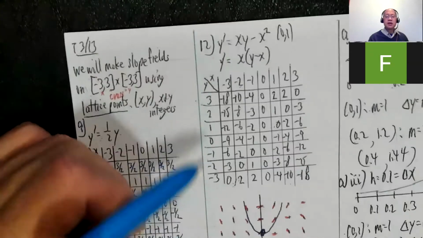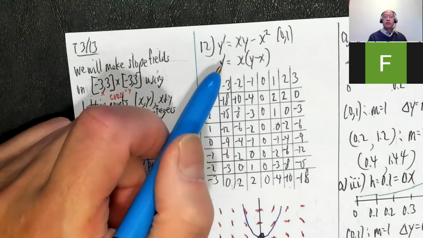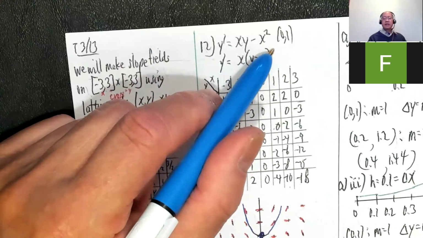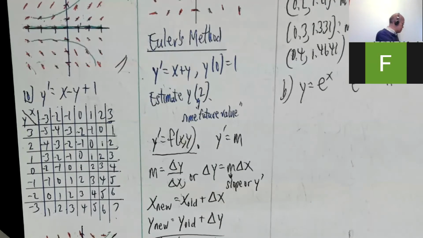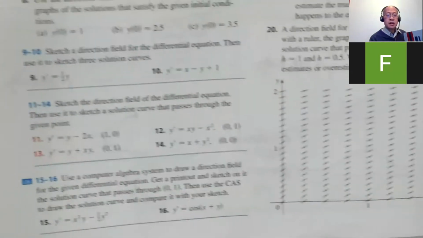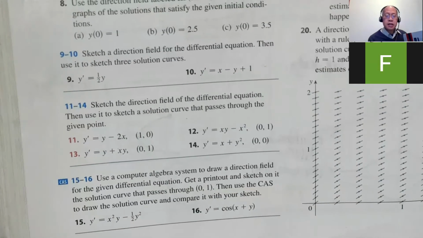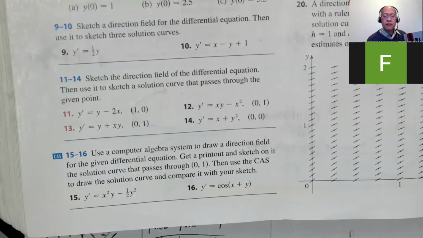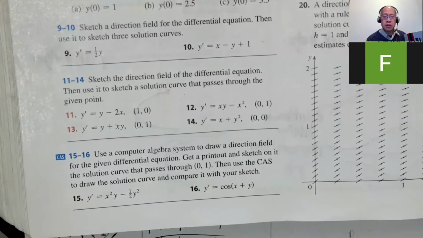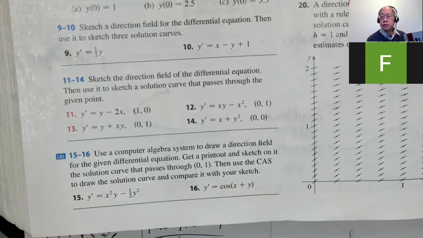Okay, 12 is a little bit harder. Y prime equals xy minus x squared. And they say to draw only one solution curve that passes through 0, 1. So the wording of that. Okay, so number 9 and number 10, sketch 3 solution curves. 12, sketch the direction field, then sketch a solution curve that passes through the given point. So you only have to draw one solution curve.